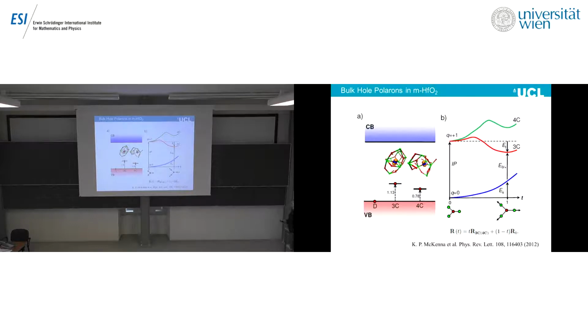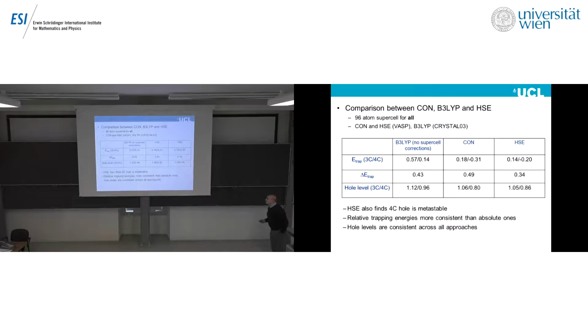In both cases, there is a barrier for trapping. This barrier is quite elusive, so it has not been discussed yet at this meeting, but in this case, we were able to calculate it. So there is a small barrier for self-trapping, and the prediction in this paper was that only hole localization on three-coordinated sites is possible.